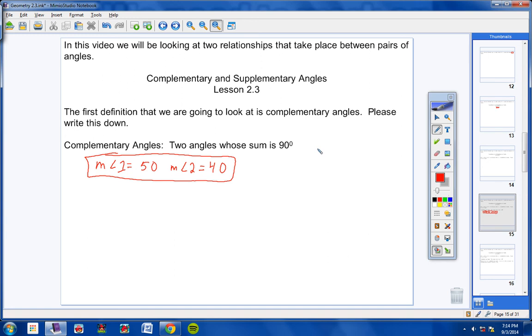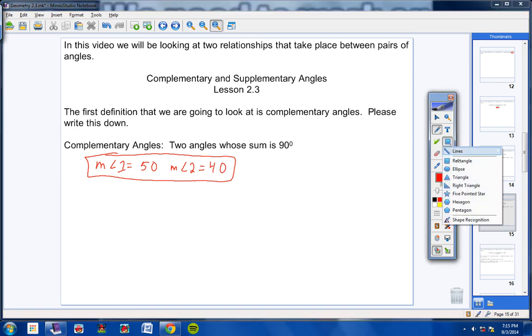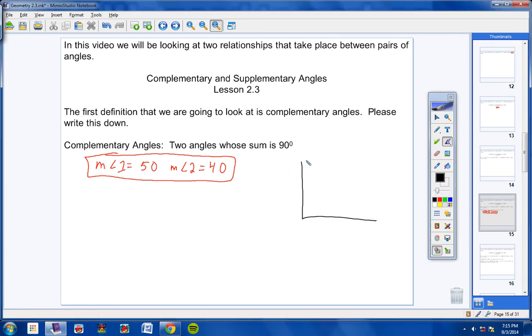Let me give you another example. You might have an angle that looks like this. Here's a right angle. Please copy that in your notes. And then you're going to draw a ray coming off of it like this. And let's label this angle here, I guess we'll call it 60 degrees. And we're going to call this 30 degrees. Well, you would know right away that these two angles are complementary because 60 plus 30 is 90.